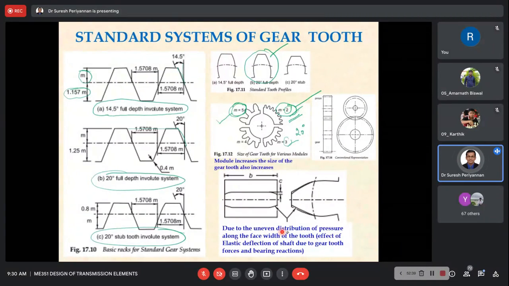Due to uneven distribution of the pressure along the face width, another reason is the effect of elastic deflection of the shaft due to the gear tooth force and bearing reactions. Bearings we have not discussed, but based on the gear design and the load, the tangential load, radial load, and resultant load acting on the gears, we discussed the shaft dimension. So this is another reason for uneven distribution, and we should take care of it while designing the shaft.